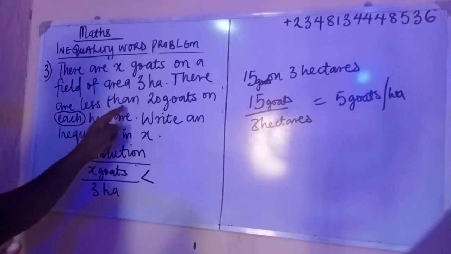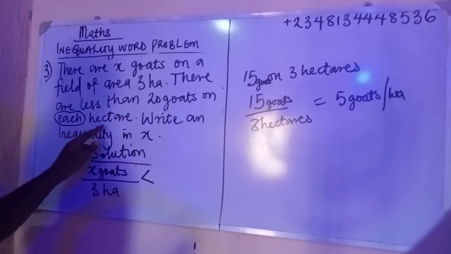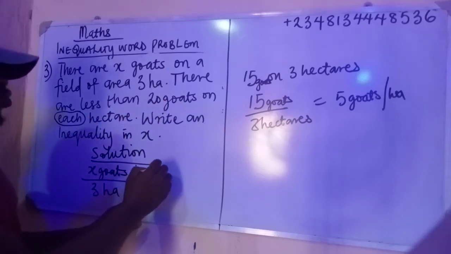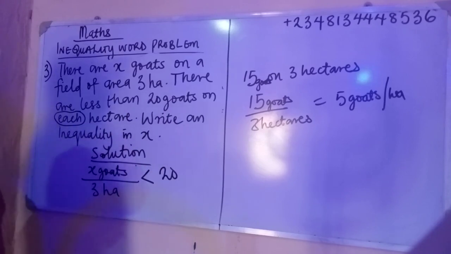But the question said there are less than 20 goats on each hectare. Have you seen it now? X over 3 less than 20. The expression is complete. Are you getting it now? So the expression is complete.